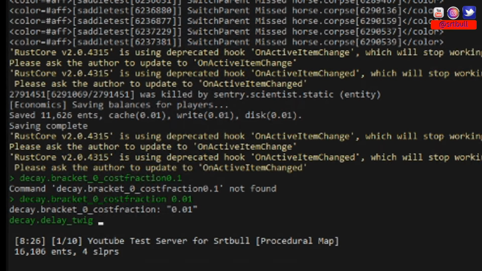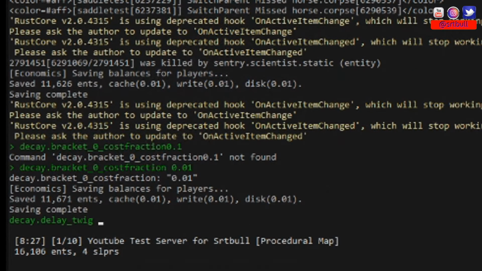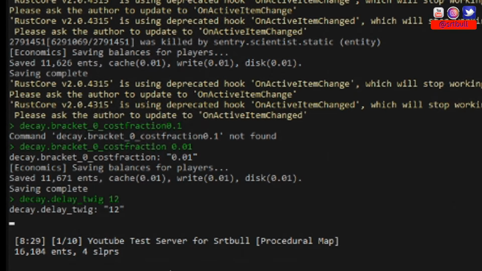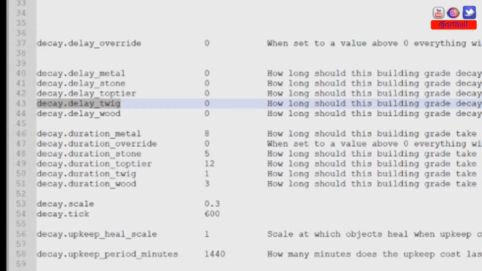So this number is measured in hours. So how many hours do we want to delay before this twig base starts to decay? So let's just say for testing purposes, we want it to wait 12 hours. So now the decay delay for twig level is 12 hours. And you can do this for all five levels of building materials used to build a base.